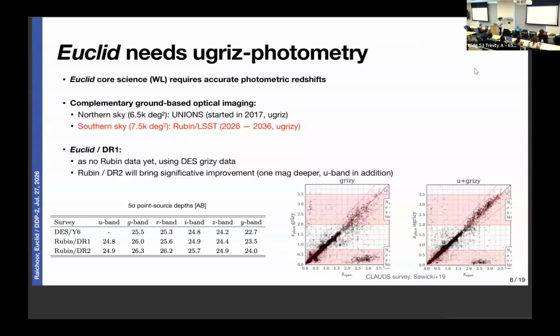Just a reminder that so far, for DR1, Euclid has used shallower data. So we expect that Rubin will bring a significant improvement here, with 1 magnitude deeper photometry and the addition of the U-band, which helps break degeneracies. So it will be great for Euclid.